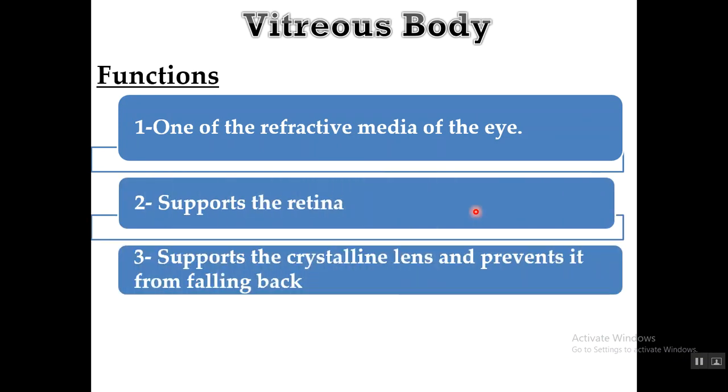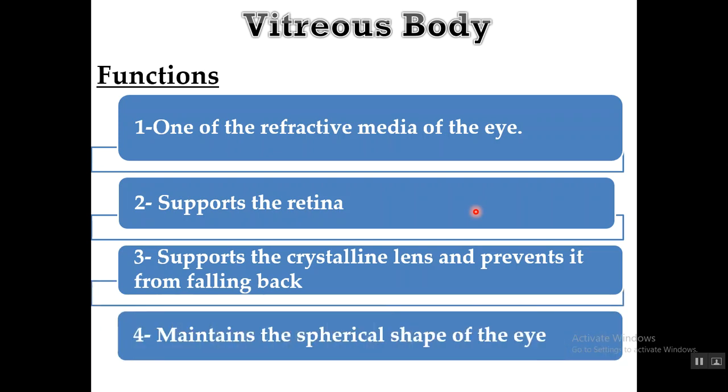And finally, it supports the lens and prevents it from falling back. This is the main function of the vitreous body. Okay. And it also maintains the spherical shape of the eye. These are the functions of the vitreous body.